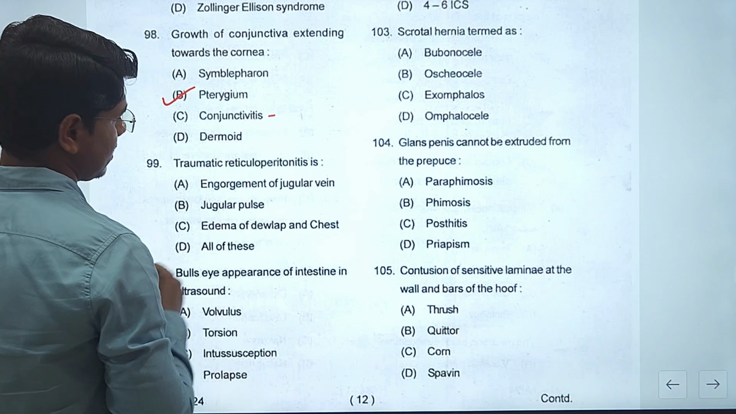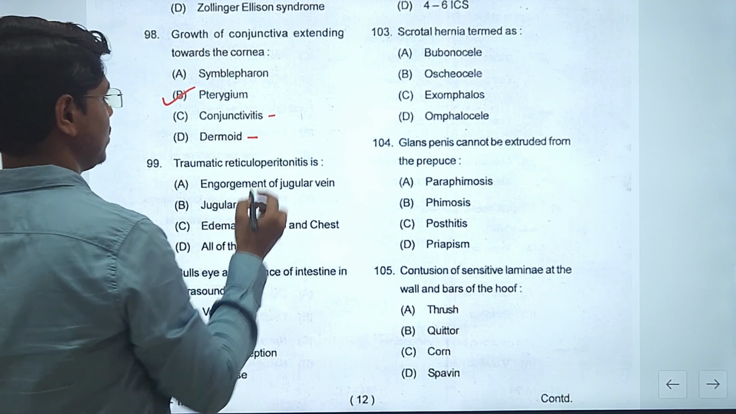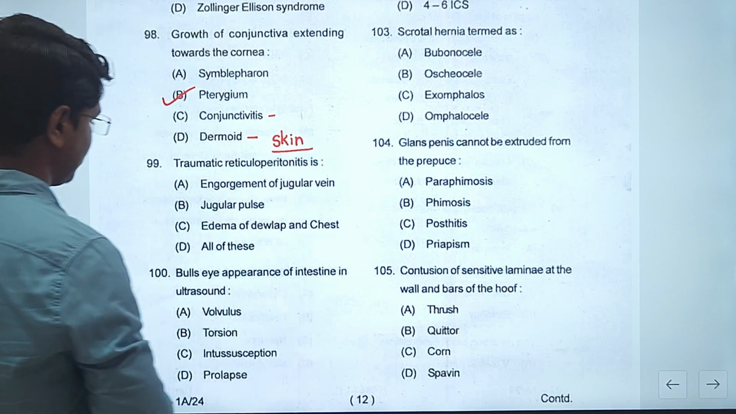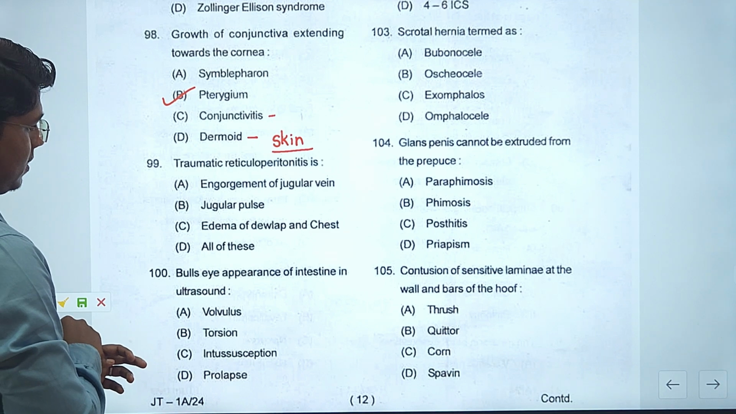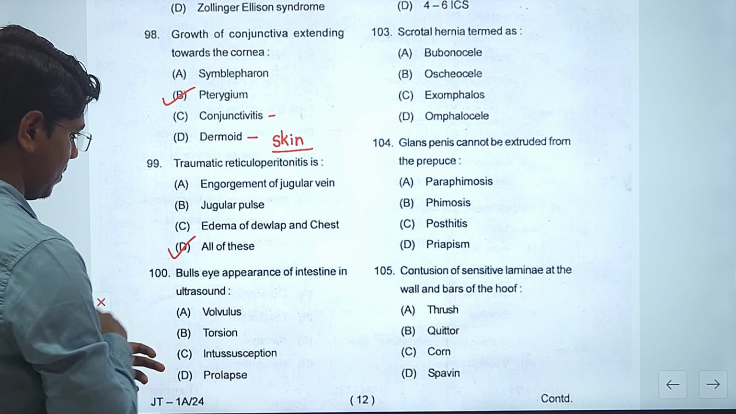Conjunctivitis, inflammation of conjunctiva. Dermoid is basically misplaced embryonic tissue, most commonly skin. Okay, most commonly skin. 99. Traumatic reticuloperitonitis is engorged jugular vein. You will find jugular vein, edema of dewlap, punctures. Answer is all of this.